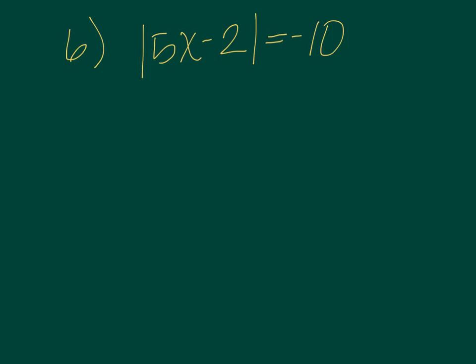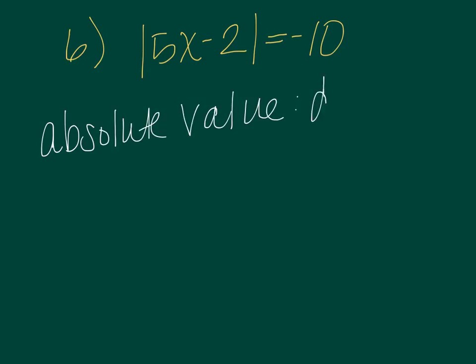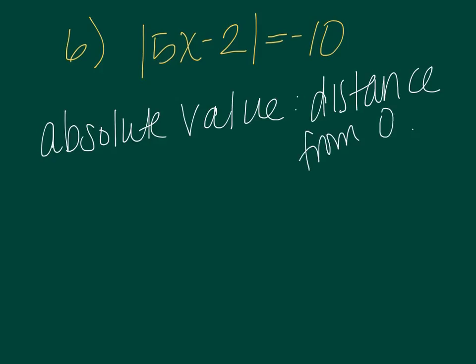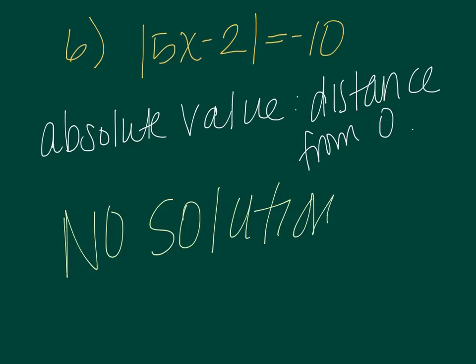Okay, the next one I want to look at is number 6, the absolute value of 5x minus 2 equals negative 10. Now remember, absolute value is your distance from 0. Can you ever run a negative distance? The answer is no. You can never run a negative distance. So if you have absolute value that's all alone like it is here, and you have a negative value, your answer is no solution. Because it's already negative, so therefore it can never happen.